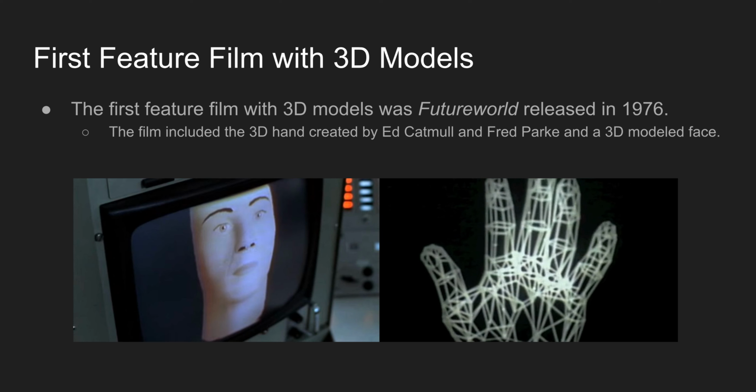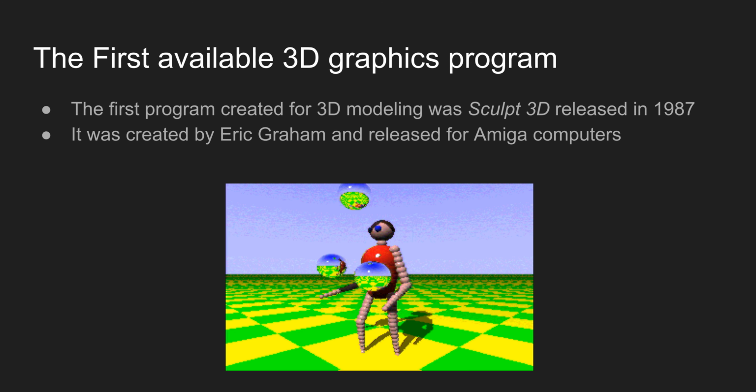So the first feature film using 3D models was Futureworld. They're super simple models. Look at this hand. It looks painful. If you tried to model something like this nowadays, someone would probably smack you just because of how terrible it looks. But back then, that was like the greatest thing ever made of all time.